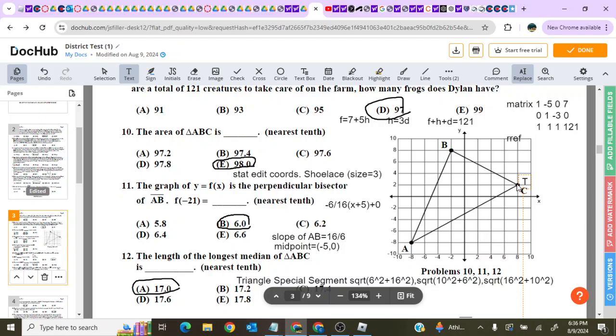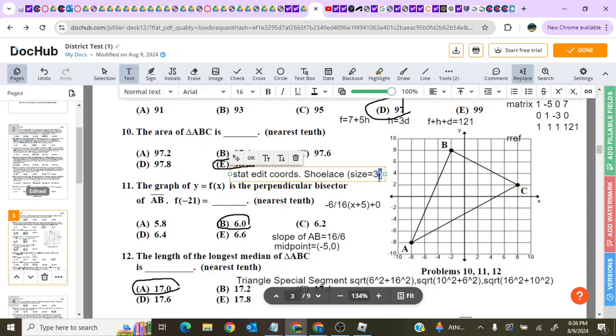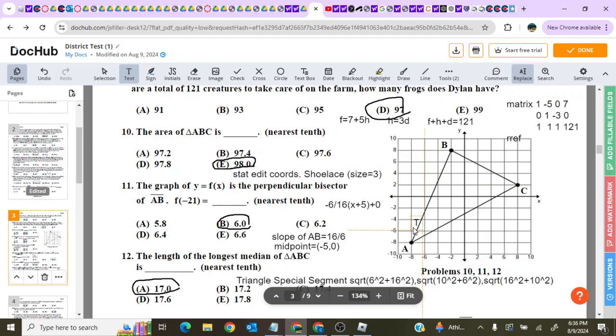And then you use the shoelace program. I guess I never really mentioned it because I figured it was obvious, but size is the number of sides on your triangle, or the size of your list. So it's 3 in this case. The area of ABC is therefore 98.0.